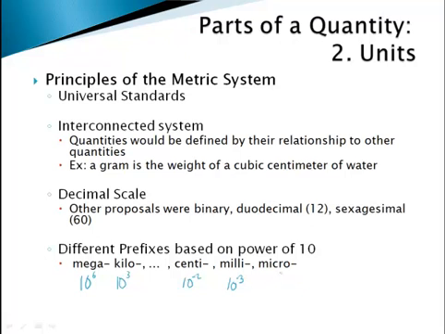And a micrometer is something that is 10 to the negative 6th, or a millionth of a meter. Those things are now so small that we can't see them without the use of a microscope. So, anyway.